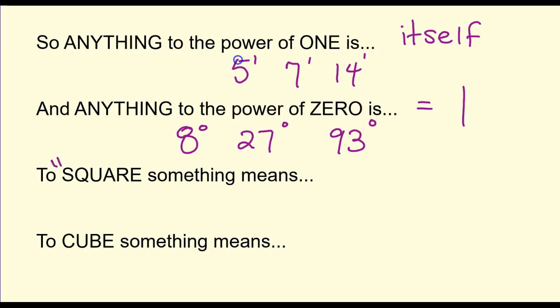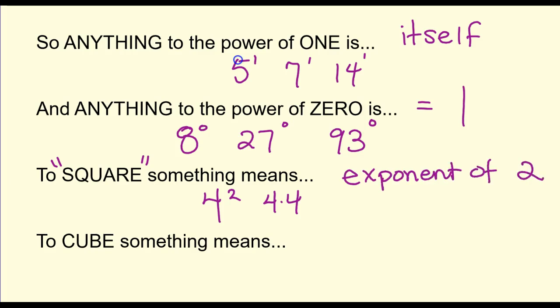To square something, if you hear somebody say 4 squared, they mean 4 times 4. Squared just means a power of 2, an exponent of 2, or to the 2nd power. Okay, that's just a special one. Sometimes we say square. So this would be 3 squared or 5 squared.